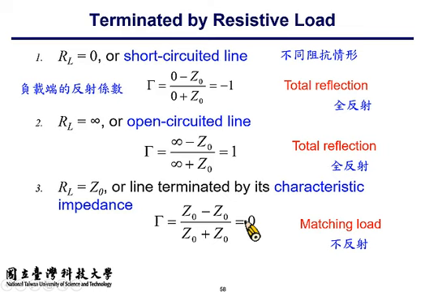And the third case is the so-called matching mode. That is the termination RL equals the characteristic impedance Z sub 0. So the reflection coefficient equals 0, which means that all the incident energy, all the incident signal, is absorbed by the termination resistor, and nothing gets reflected. So the reflection coefficient is 0.